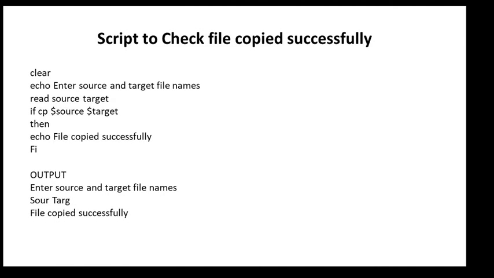Next example, a script to check whether a file is copied successfully or not. Clear, enter source and target file names. For copying a file, if we want to check whether it completed successfully or not, we need to give both the source file name and the target file name. So read source target. And how do we check the copy of the file? The cp command is used to copy. If cp source target, then echo "file copied successfully".